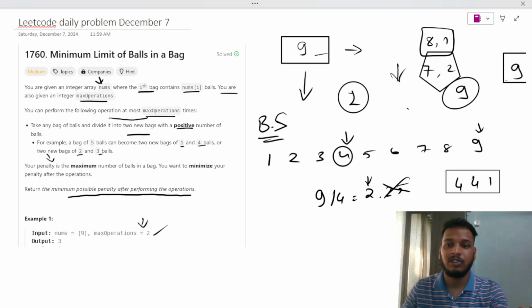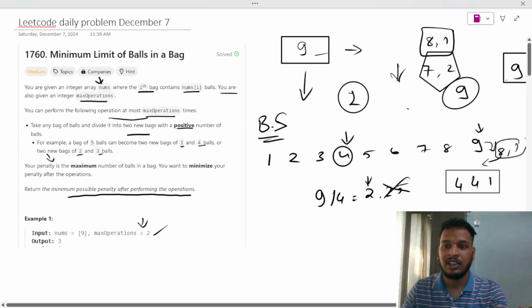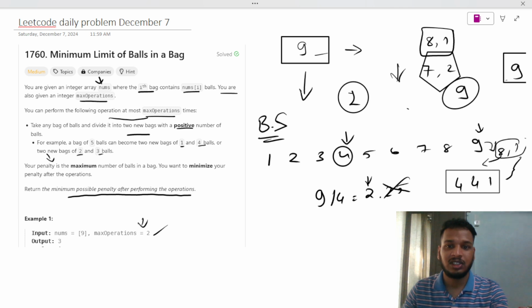First we will split to get 8 comma 1, and after 8 I can get 4 4 1. So how many operations? Two operations to reach 4.